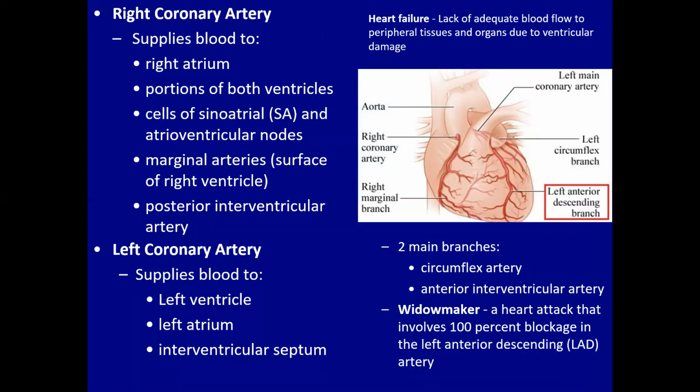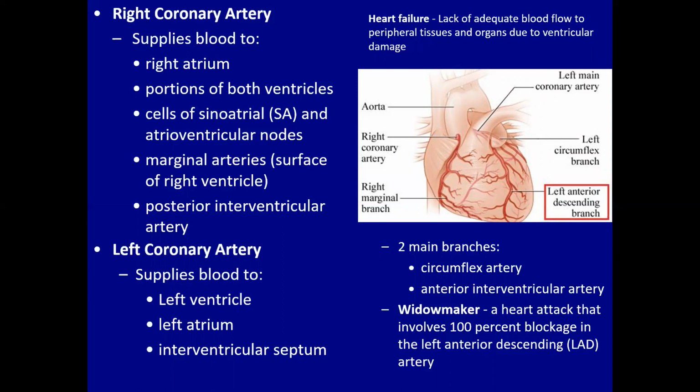The right coronary artery is going to supply blood to the right atrium and the ventricles, and the SA node and the AV nodes, and we'll talk more about that when we talk about the electricity of the heart. It also supplies blood to the backside of the heart through the posterior interventricular artery. The left coronary artery is going to supply blood to the left ventricle, the left atrium, and the interventricular septum. So there's two branches of that, the circumflex and the anterior interventricular artery.